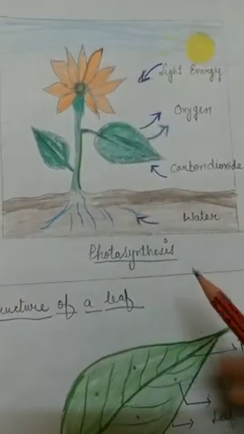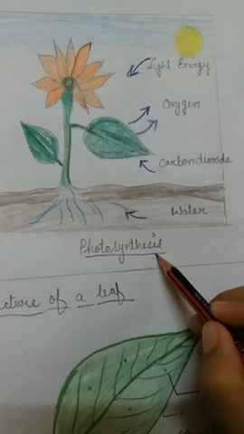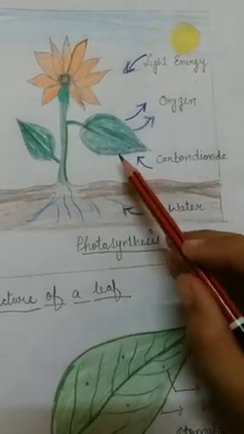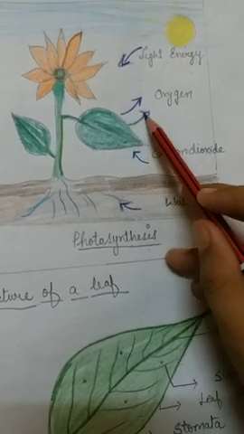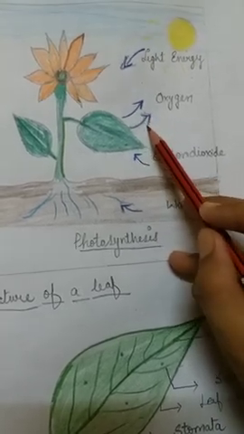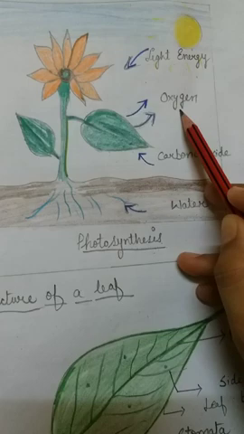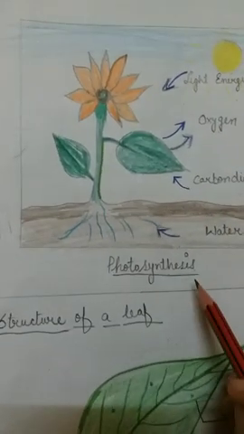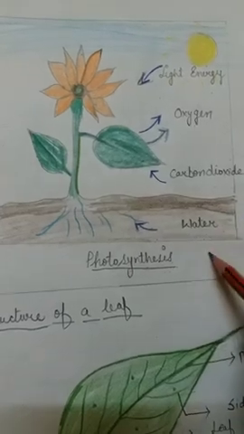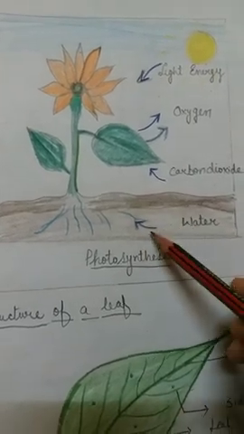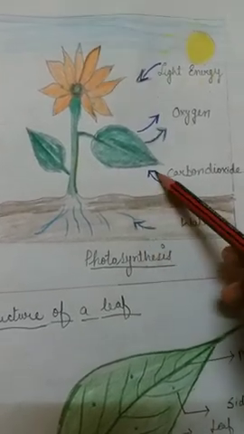During photosynthesis, the plant prepares its food and also gives out oxygen in the surroundings. So in this manner you have to draw the diagram of the photosynthesis process with proper labeling and with proper arrows.